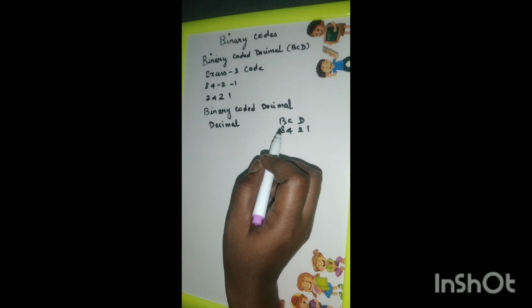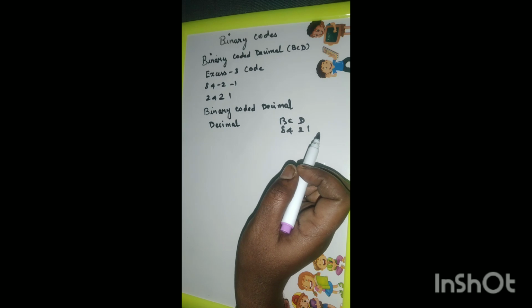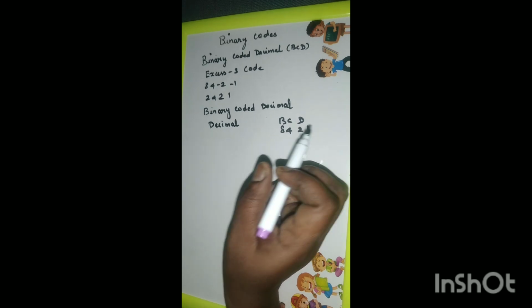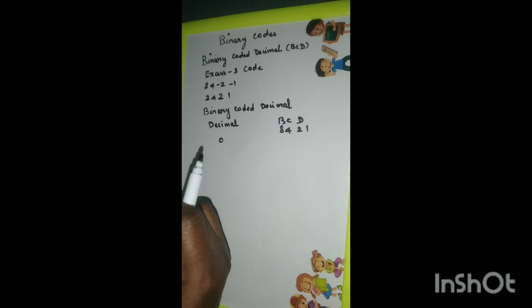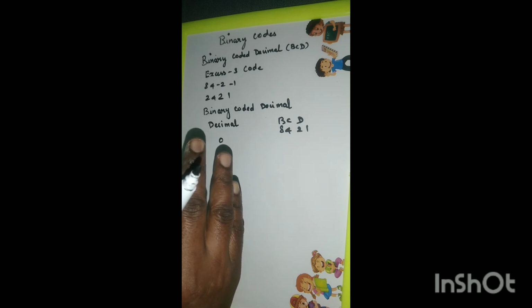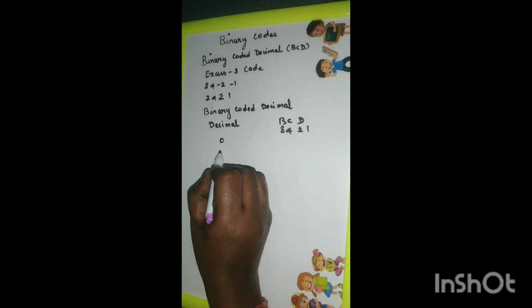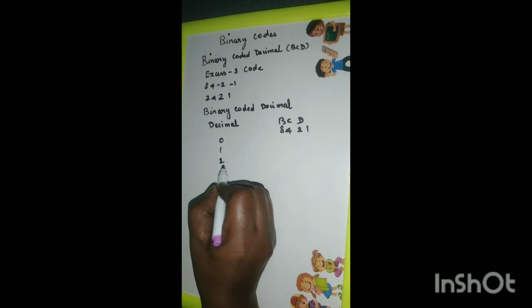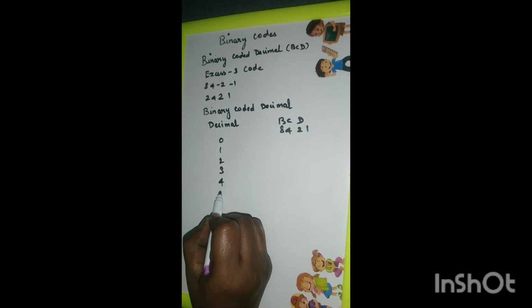This is also called a weighted code, and it is also called a self-complementary code. Why? Because if we convert the ones into zeros and zeros into ones in the BCD code, it will be similar to the 9's complement, that is the binary form of the 9's complement of the particular decimal number. Okay, we will take numbers from 0 to 9.